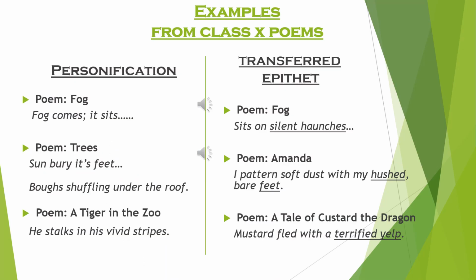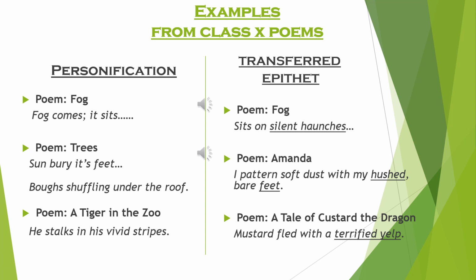Now let's look at some examples from class 10 poems. So the examples of personification that have been used are, first, in the poem Fog. Fog comes, it sits. So fog is a non-living object. But again, we are saying that fog comes, it sits. We are giving it the verb. We are giving it human-like qualities, that the fog has the ability to come and sit. Thus, we have personified fog here.